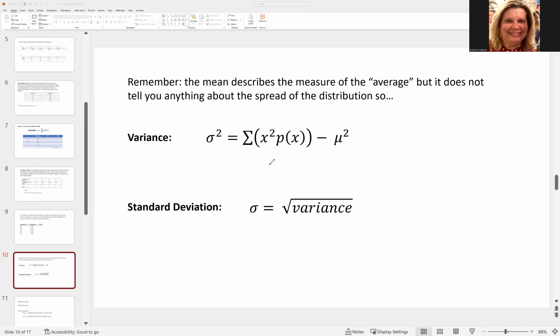So the formula that you will be given is going to look like the top one, but you will see it as the square root of the sum of x squared p of x minus mu squared. So again, really focus in on what this formula says. Square root, which is pretty self-explanatory. That symbol is representing the sum. This is asking you to find x squared, multiply it times the probability, and then find the sum. And then minus the mean squared. So again, not a formula you have to have memorized. I'm going to have a table for you, as you're going to see in a few minutes.